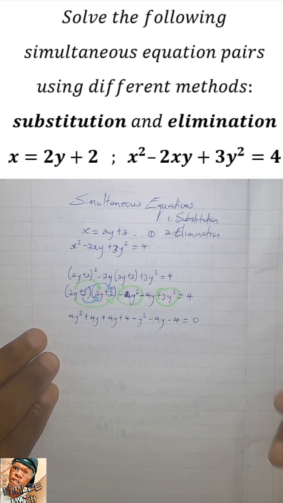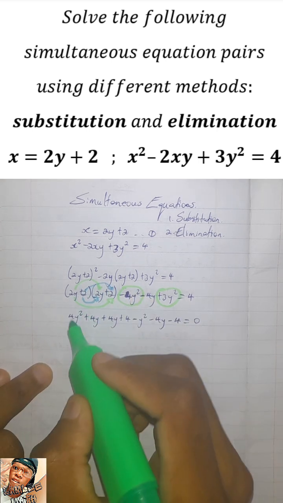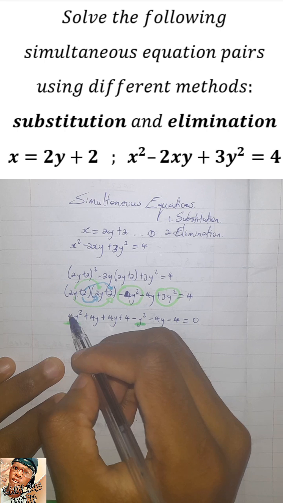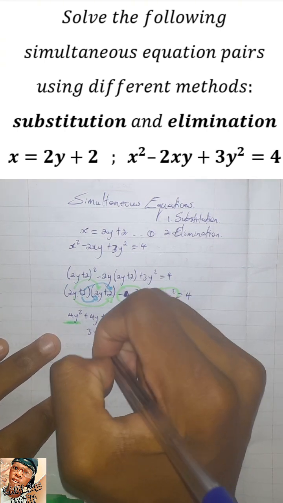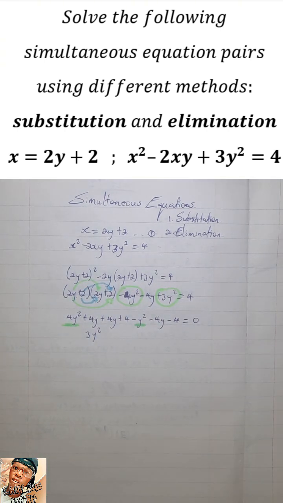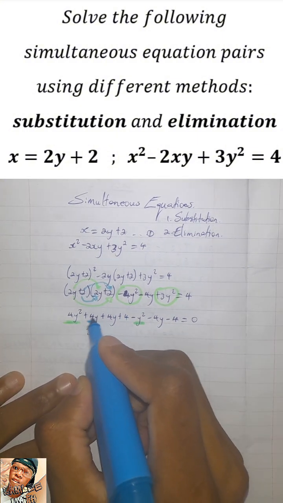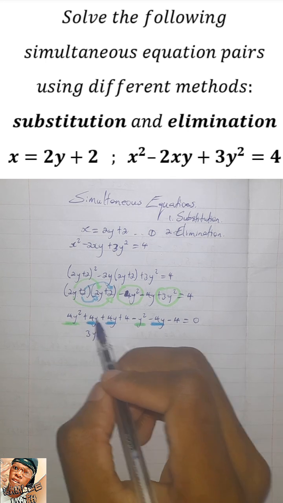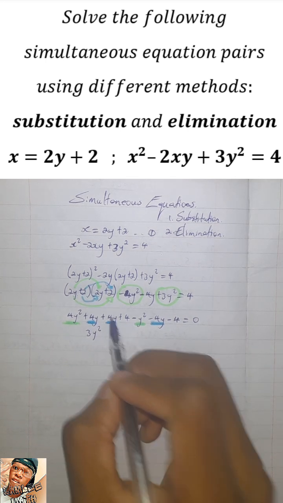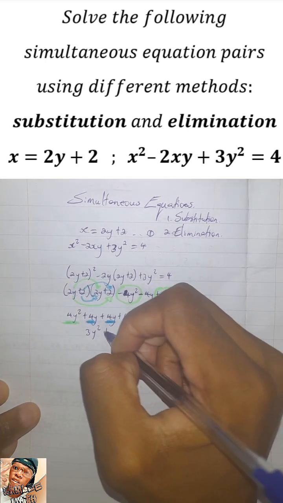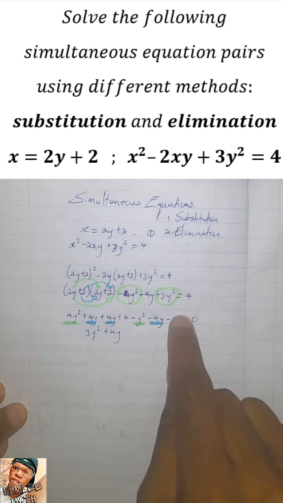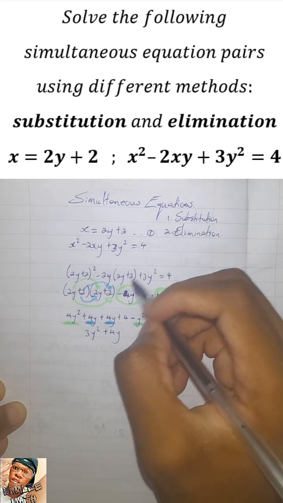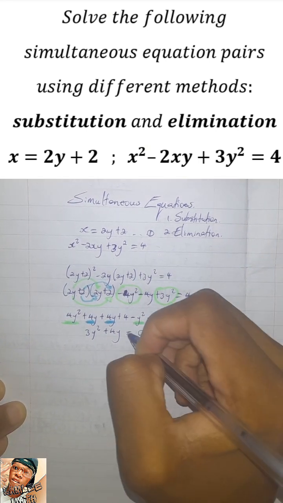Now let me collect all the like terms. I can see that I have the same variable, y squared, here and also here, so I'm going to add those. 4y squared minus y squared is 3y squared. And then here I have plus 4y plus 4y, so that's 8y, and 8y minus 4y is 4y. So we get plus 4y here. And then the remaining ones: plus 4 minus 4. 4 minus 4 is 0, so we're not even going to write that. So that's equal to 0.